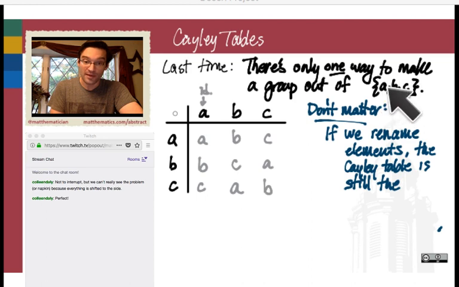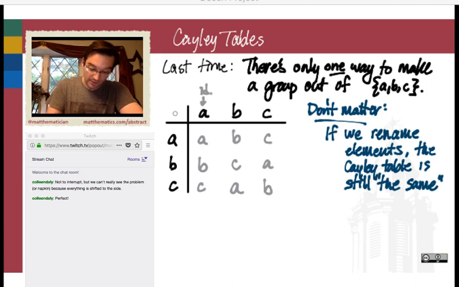We could trade this around to BAC instead, and then my Cayley table's rows and columns would be permuted, but all the rest of the structure would still be the same. And again, I want to keep this word "the same" in scare quotes until we really have a firm foundation on what that means.